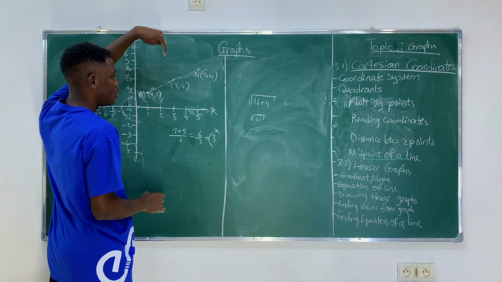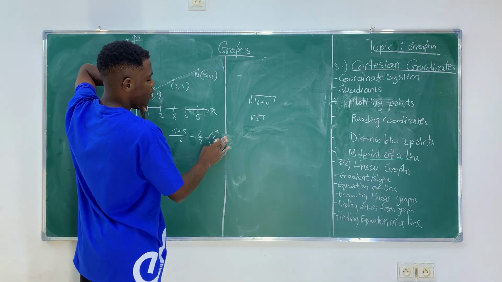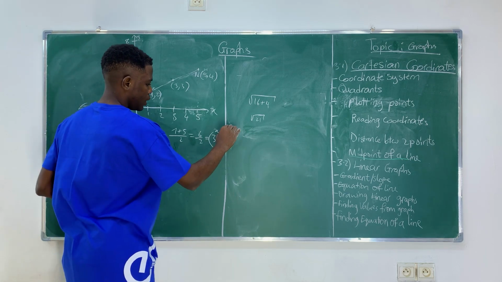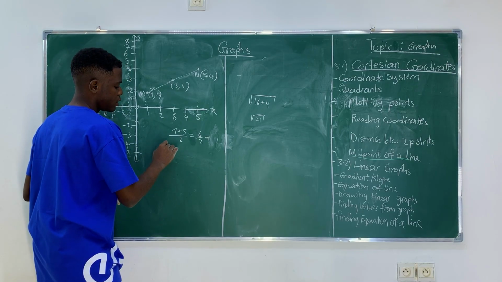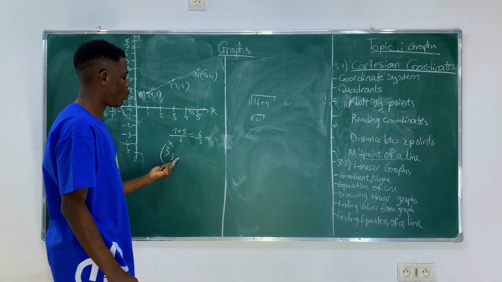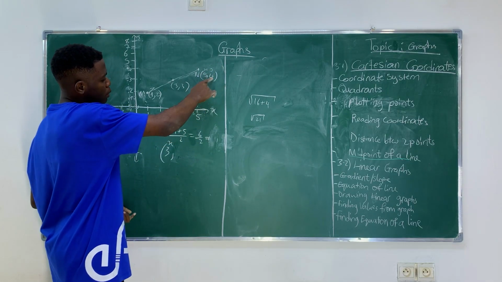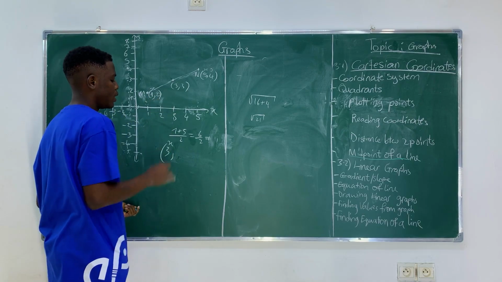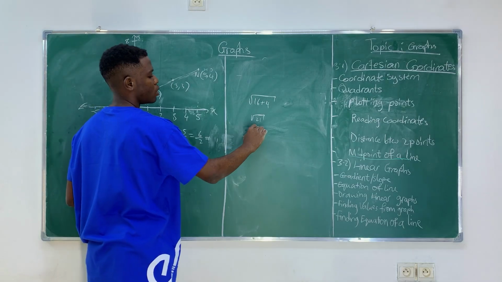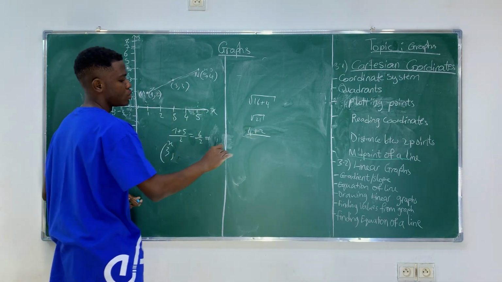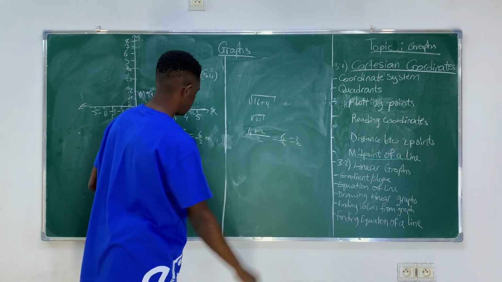So the midpoint has an x value of 3. What is the y term going to be? I'll just take the y's here: this y plus this y, divided by 2. So for the y, I'm going to have 4 plus 2 divided by 2. That's going to be 6 divided by 2, which is 3 again.